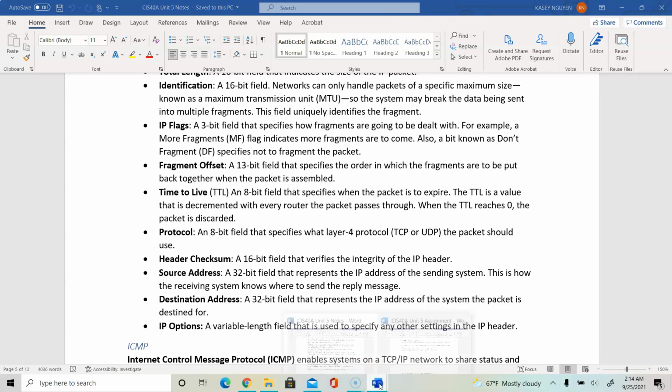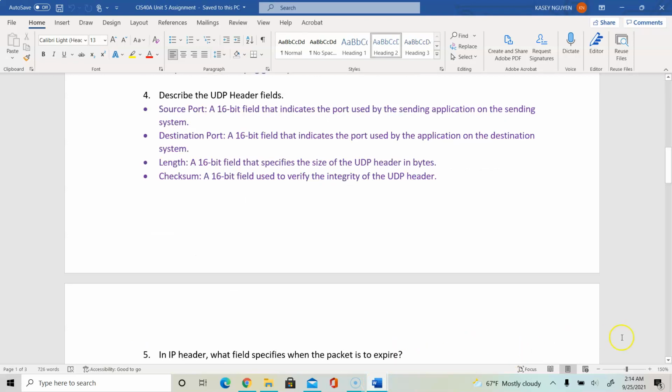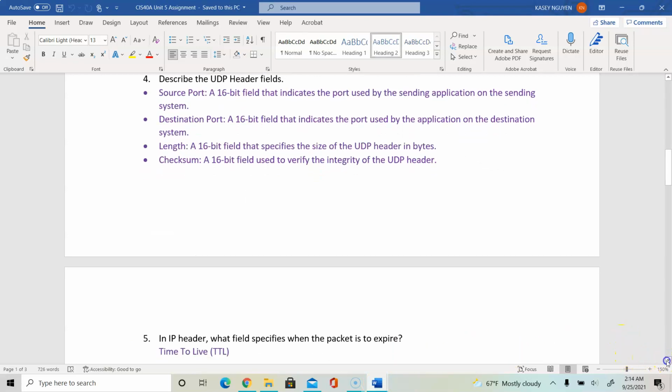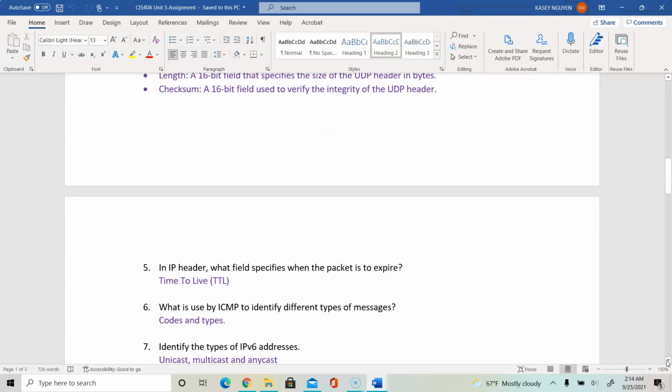So in your questions, it asks you to specify which field in the IP header specifies when the packet is to expire, and that will be your time to live, or TTL. So when that becomes 0, that packet would then be discarded.